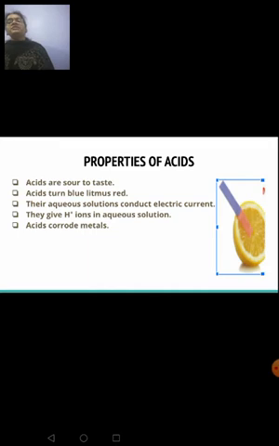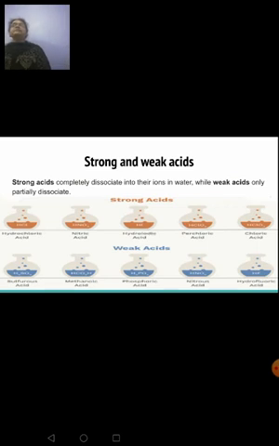Now, based on the properties, these acids are classified into different types, like organic acids and inorganic acids, and based on their release of ions in aqueous solution, they are classified as strong acids and weak acids. And then based on their concentration, they are classified as concentrated acid and dilute acid.